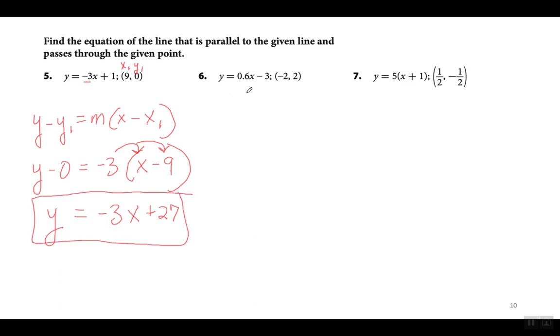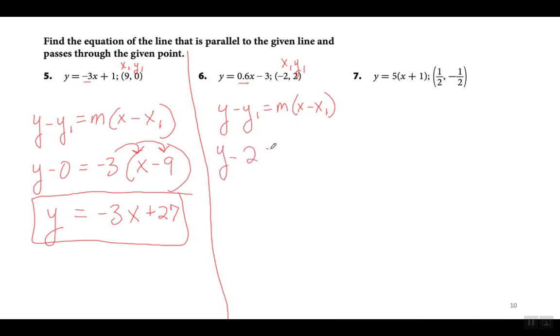Alright, let's do this one now, okay? The slope is 0.6 because it's already in slope-intercept form. And this is x1, y1. So again, here's point slope form. Alright, y minus 2 equals 0.6 parentheses x minus negative 2. Those two negatives become a positive.